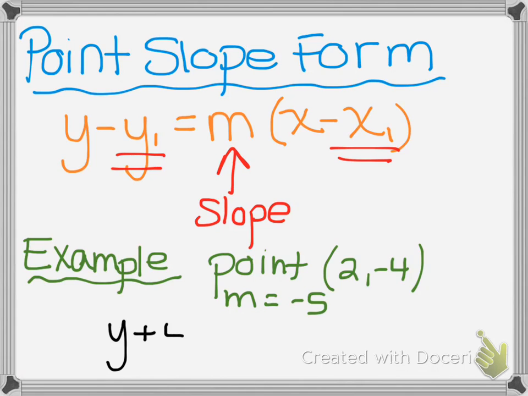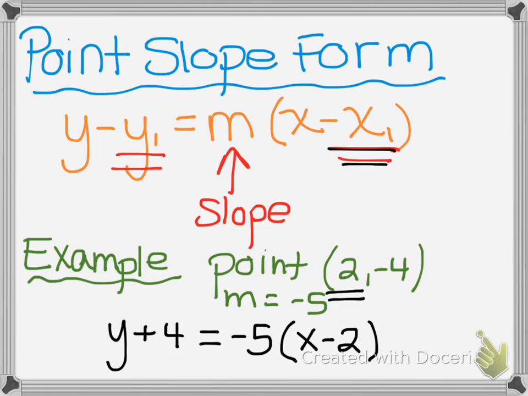y plus 4, because in the original equation up here it says y minus y1. And since y1 here is negative, y minus negative 4 is going to make it y plus 4. Okay, so we have y plus 4 equals negative 5, because this is where our slope goes, times x minus 2. And this is minus 2 because in the original it's just x1, and you just plug it in where x1 is. So here we go. In black down here, this is our equation in point-slope form.